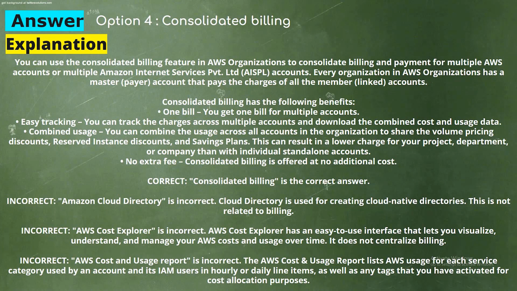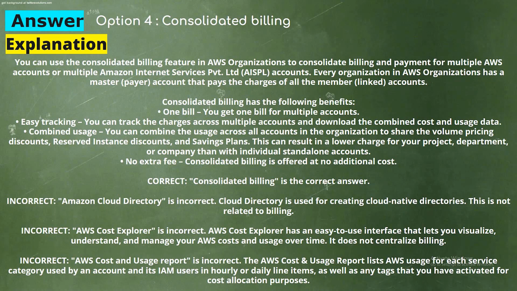Incorrect, Amazon Cloud Directory is incorrect. Cloud Directory is used for creating cloud-native directories. This is not related to billing. Incorrect, AWS Cost Explorer is incorrect. AWS Cost Explorer has an easy-to-use interface that lets you visualize, understand, and manage your AWS costs and usage over time. It does not centralize billing. Incorrect, AWS Cost and Usage Report is incorrect.